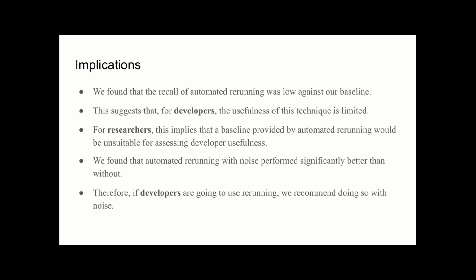It is common in previous studies to evaluate detection techniques using the flaky tests identified by automated rerunning as a baseline. We found that rerunning did not perform well against our baseline of developer-repaired flaky tests. This implies that a baseline provided by rerunning would be unsuitable for assessing developer usefulness, given that this property is what our baseline aims to assess.